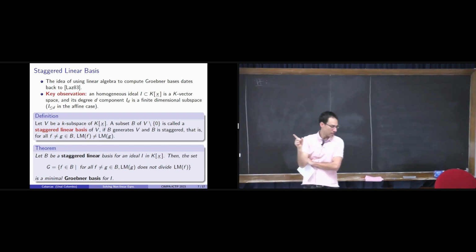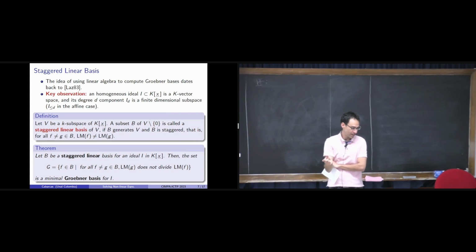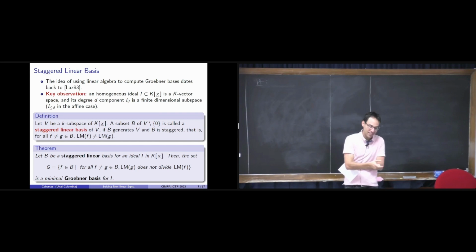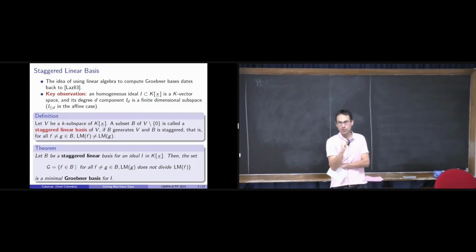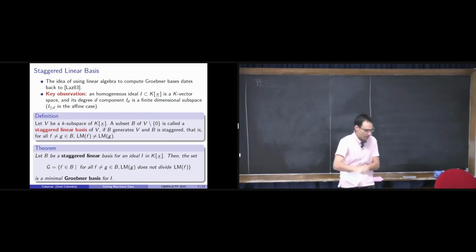So the first thing that is not obvious is that G is finite. So B may be infinite. In fact, if we have an ideal, a linear basis is definitely infinite. So it's not at all obvious that G is finite. And we know that a Groebner basis is finite. So the first thing we need to show is that G is actually finite. And it's finite because the ring of polynomials is Noetherian.